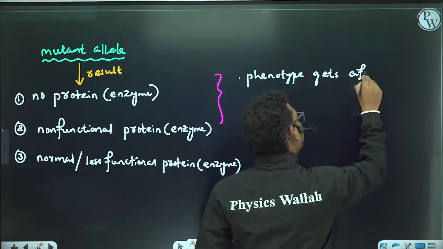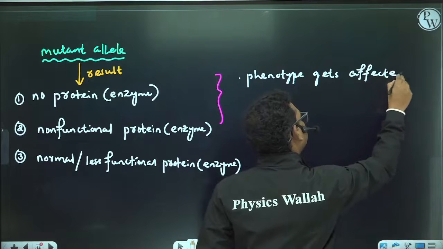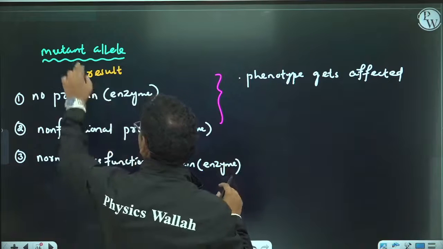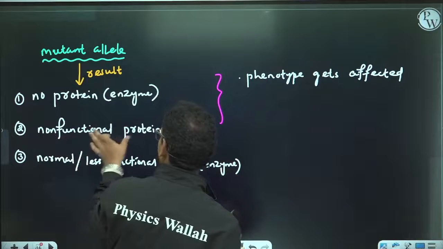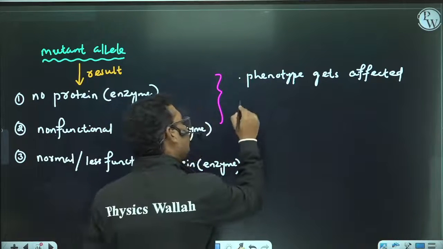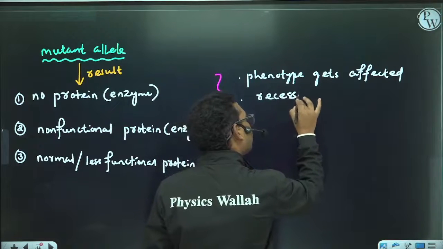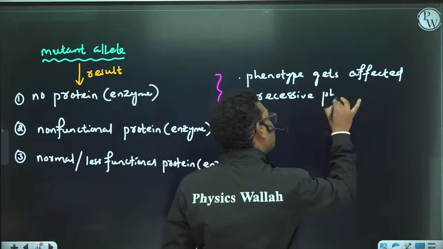Gets affected or modified. You can write affected or modified, no problem. And whenever there is no protein or enzyme due to mutant allele, or whenever there is non-functional protein or enzyme due to mutant allele, the phenotype produced will be recessive phenotype. Which type of phenotype will be produced? Recessive.